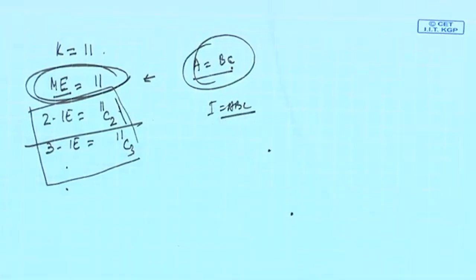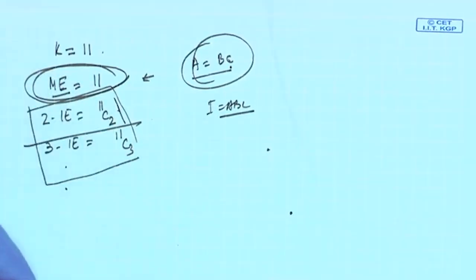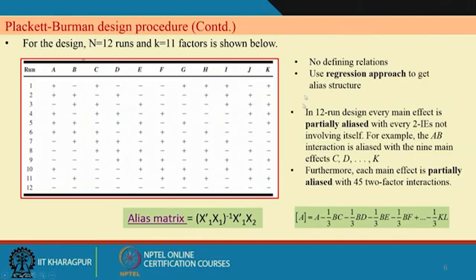Okay. So, we use the regression approach to get the alias structure. Now, see here there are 12 runs and every main effect is partially aliased with every 2-factor interaction effect not involving itself. In this design, if you find the alias structure of A, then A will be partially aliased with other second order interaction effects which do not involve A, where A is not into consideration.